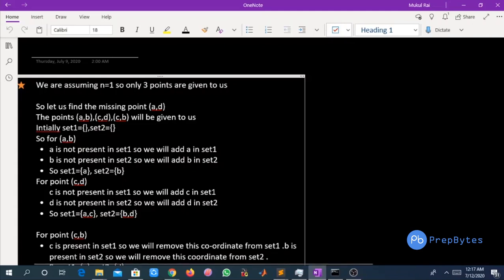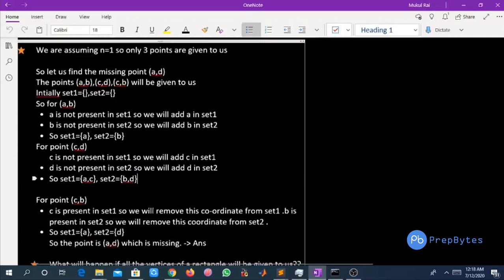After taking the input c comma d, we will see if c is present in set 1 or not. We can clearly see c is not present in set 1, so we will add c to set 1. Similarly, d is also not present in set 2, so we will add d to set 2. After this operation, set 1 will contain a comma c, and set 2 will contain b comma d.